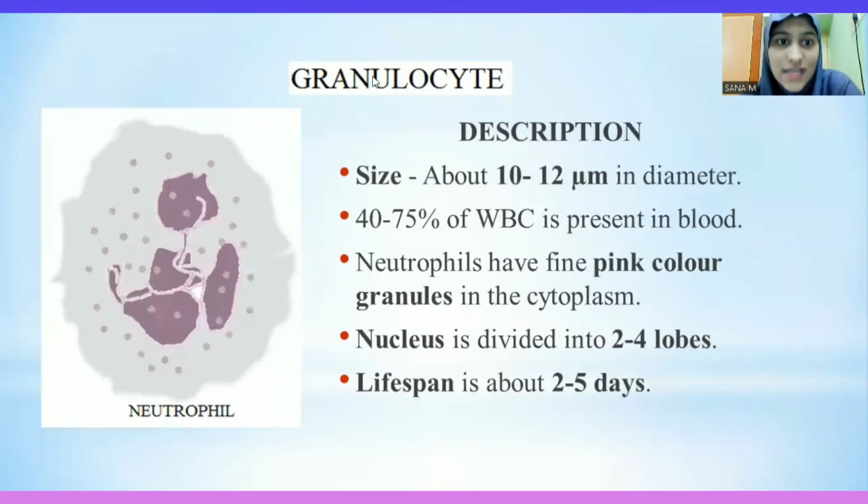Coming to granulocytes. The first one is neutrophil. Let us see its description. Size is about 10 to 12 μm in diameter. Neutrophils are about 40 to 75% of white blood cells. They are present in blood. Neutrophils have fine pink colored granules in the cytoplasm. You can see that. The nucleus is divided into 2 to 4 lobes. Lifespan is about 2 to 5 days.